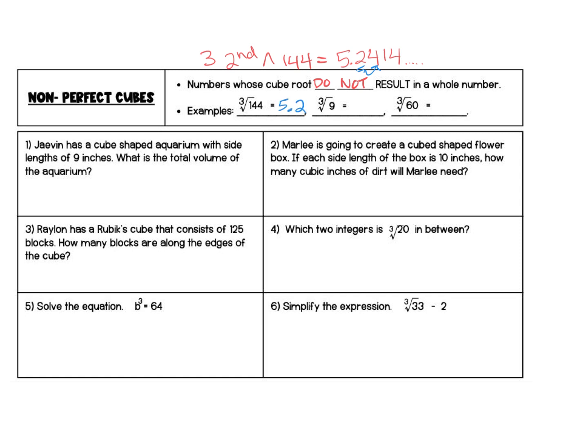And then let's try the cube root of 9. Go ahead and try the cube root of 9. And then we're going to go ahead and round it to the nearest tenth, right? So we're going to have 2.1. And then try it one more time. Do the cube root of 60, round it to the nearest tenth.